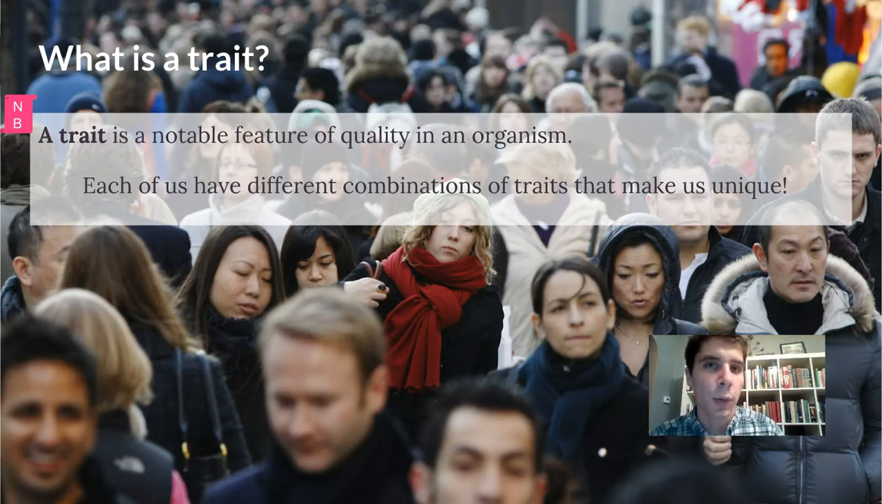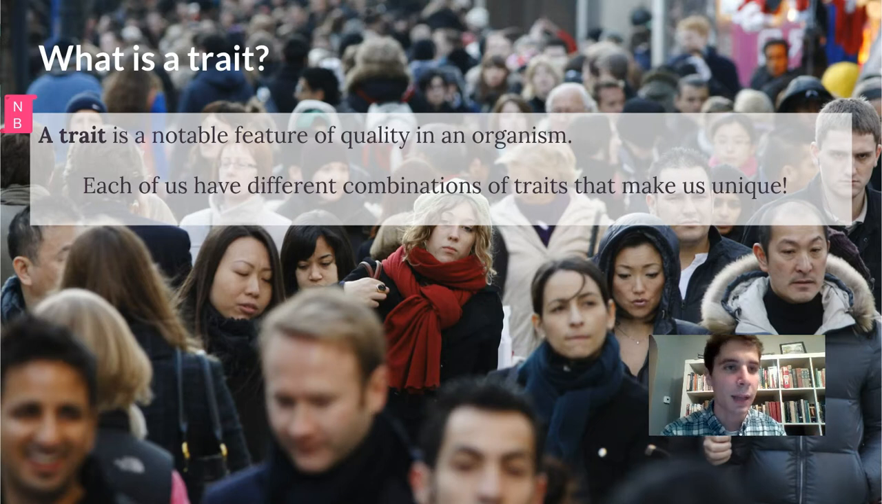We are now going to write down the operational definition of traits that I'm going to give you here. And what I'm going to tell you is that a trait is any notable feature or quality in an organism. For example, we all have different combinations of traits, and that's what makes us unique. An example of a trait that maybe I have is sort of wavy hair, brown hair. I have greenish blue eyes. These are all traits. They're notable features about me.